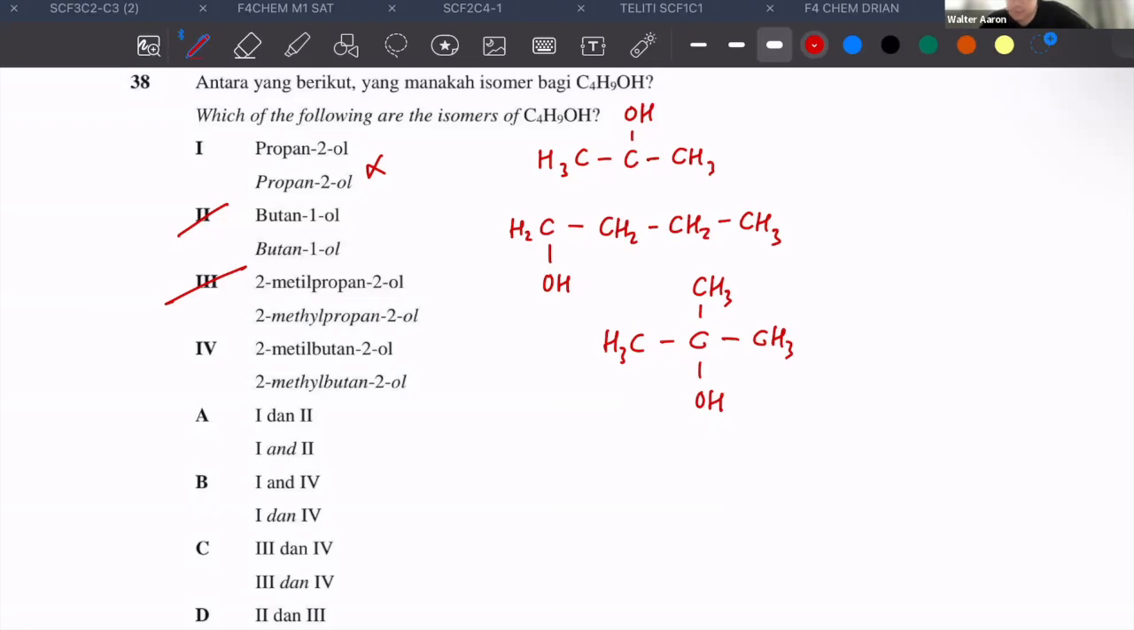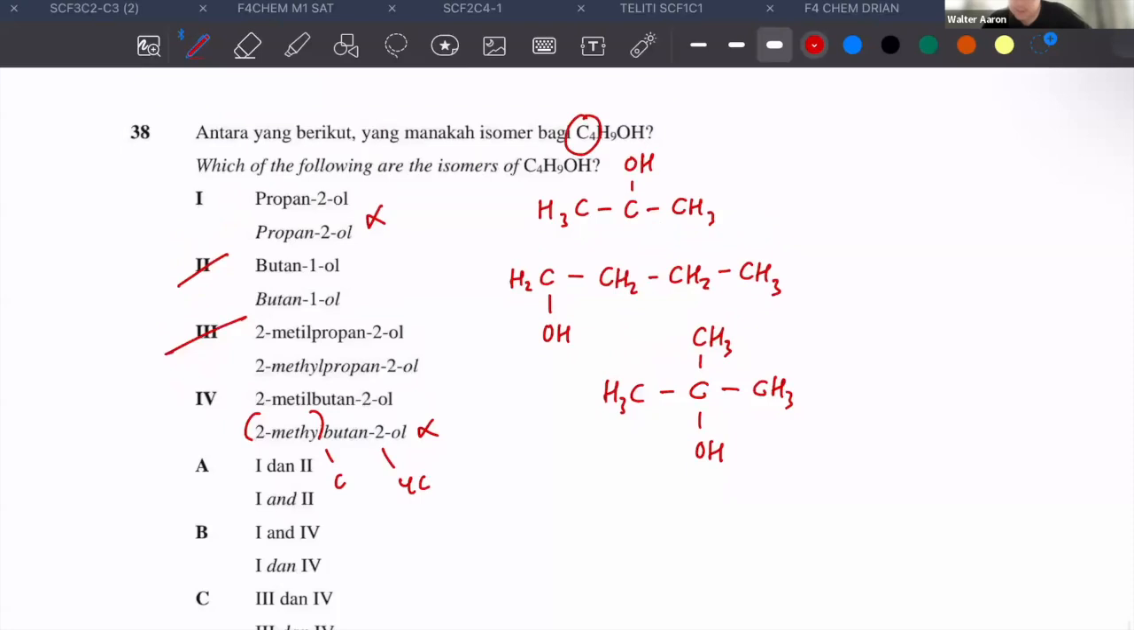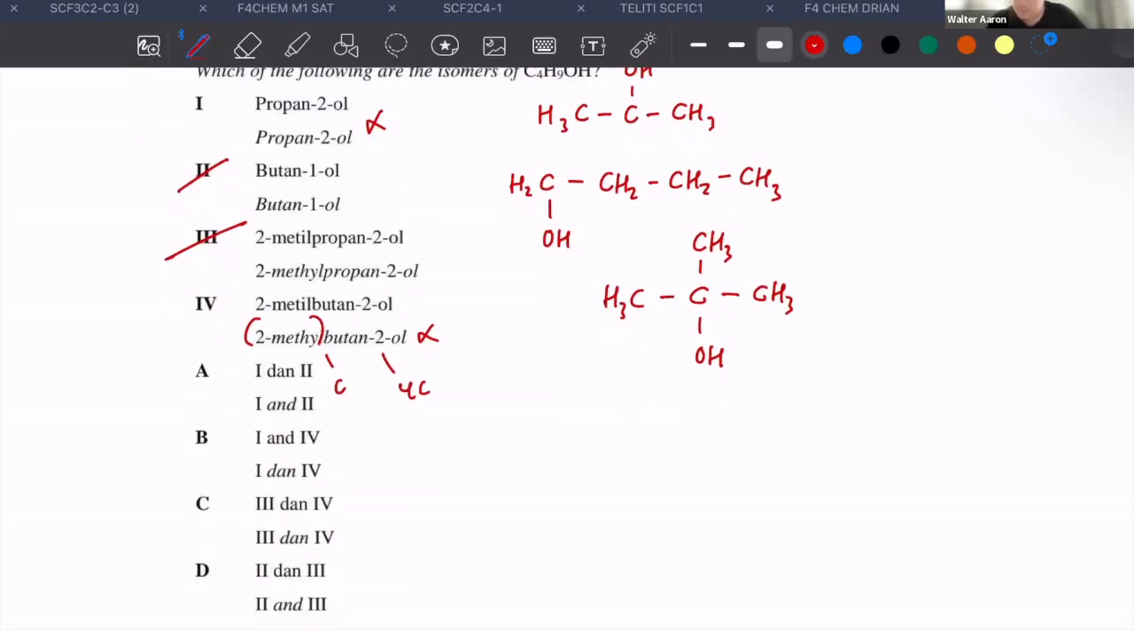2-methylbutan-2-ol. Okay, now 2-methyl already got 1 carbon. Butane also got like 4 carbons. So total got 5 carbon atoms already. So definitely not the answer also. Because only C4, right? This is technically 5 carbon atoms. But if you want me to draw, also can. So butan-2-ol will be 2-methylbutan-2-ol.